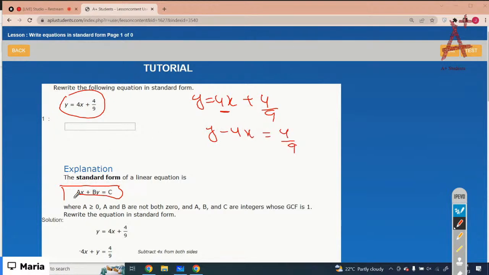Just rearrange the equation, write the x first and the y variable second: negative 4x plus y equals 4 over 9. Got it? That would be the standard form. Just compare it with ax plus by equals c. So a is negative 4, b is 1 and c is 4 over 9.